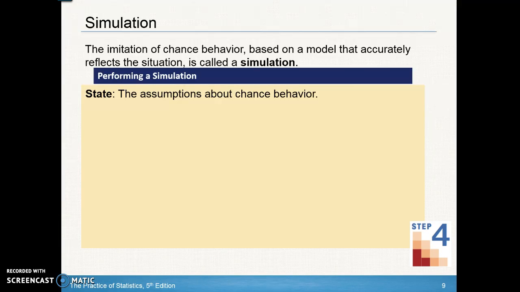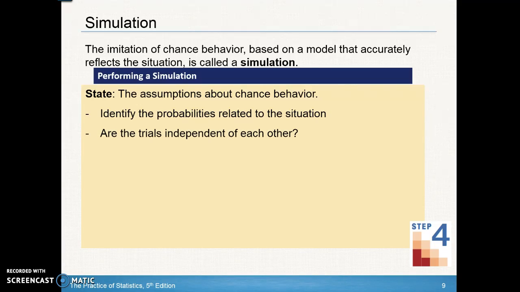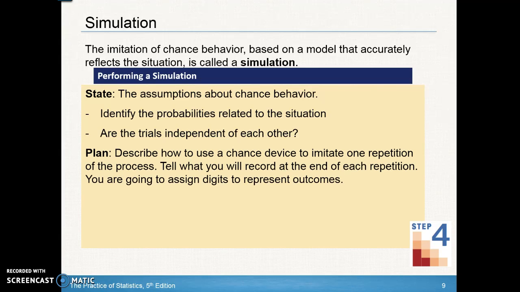behavior. So what do you know about the probabilities that are occurring? Okay, what are the probabilities related to each individual situation? Are the trials independent of each other? So when I roll a die one time, is that going to affect how I roll it a second time? No, the trials are independent of each other.